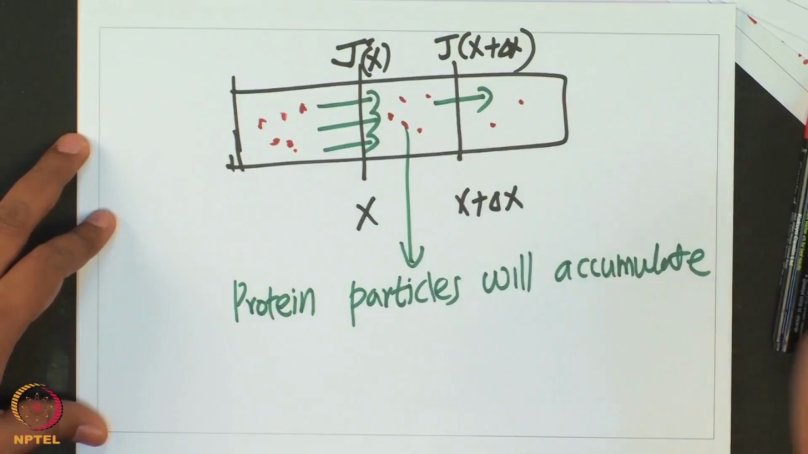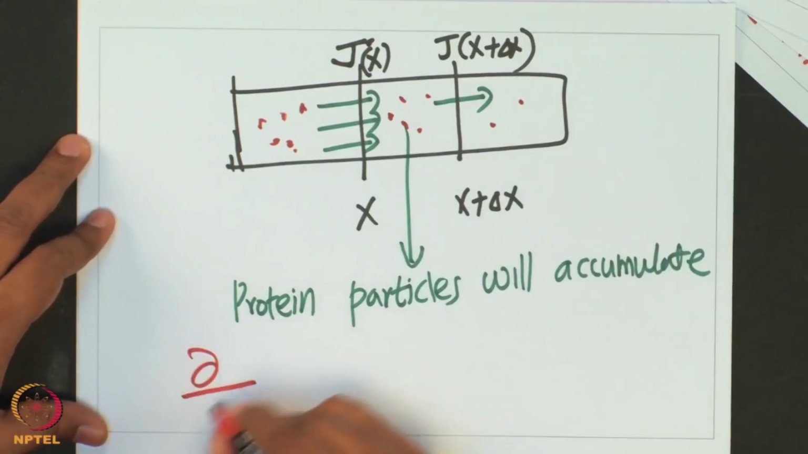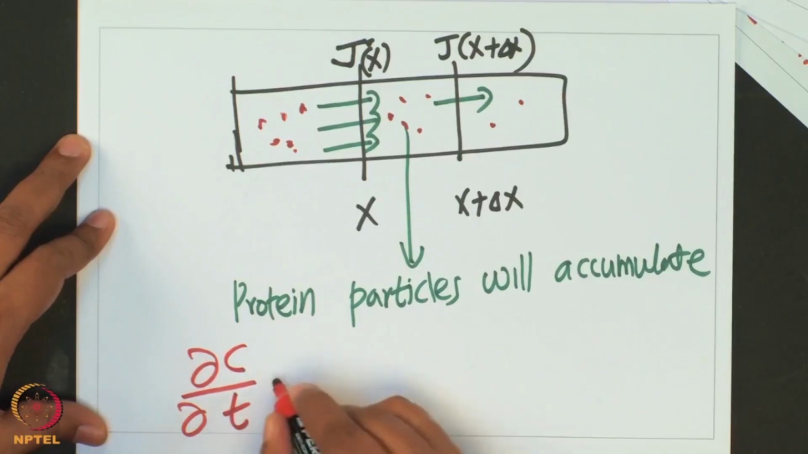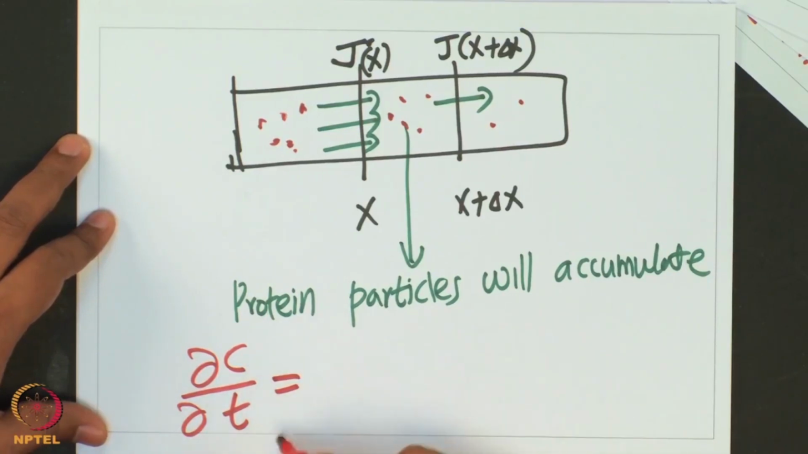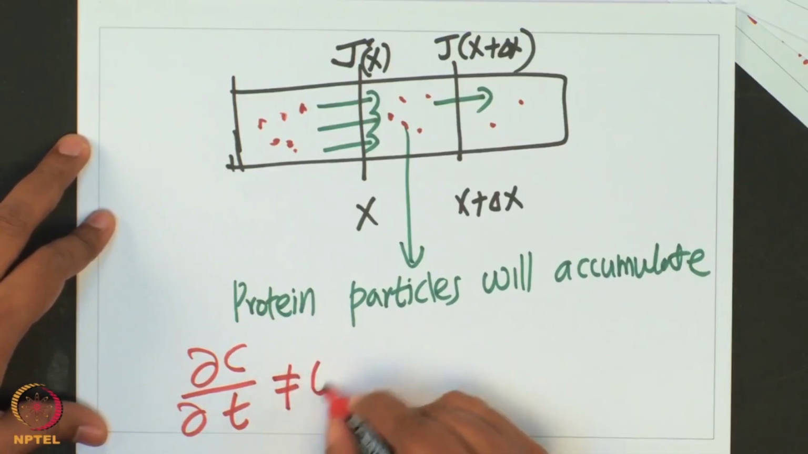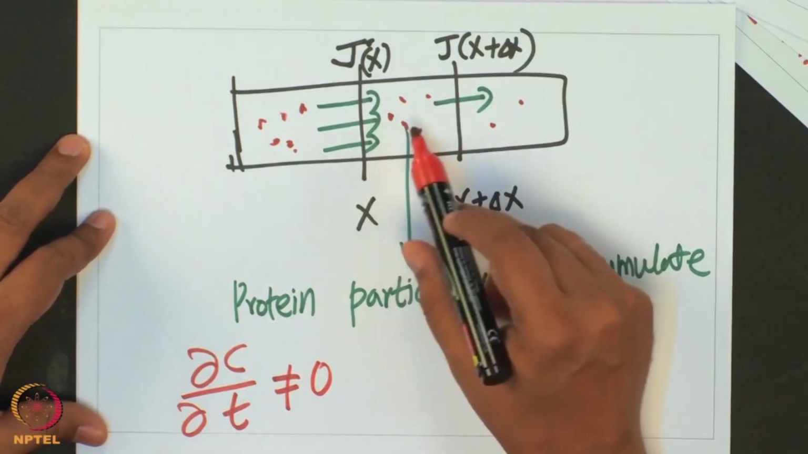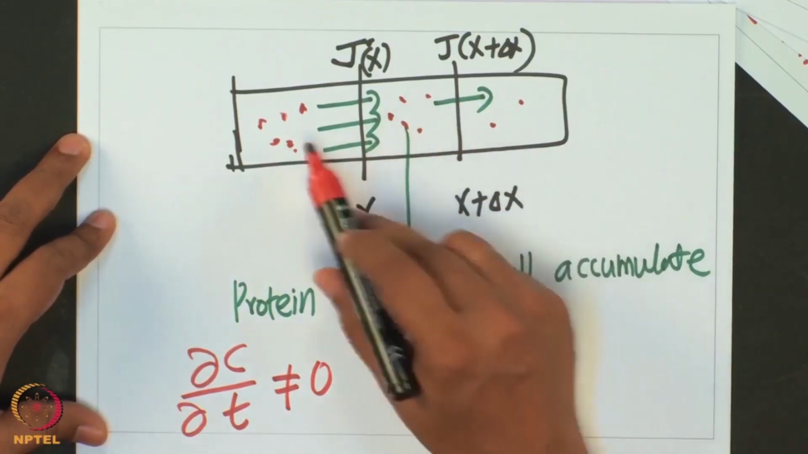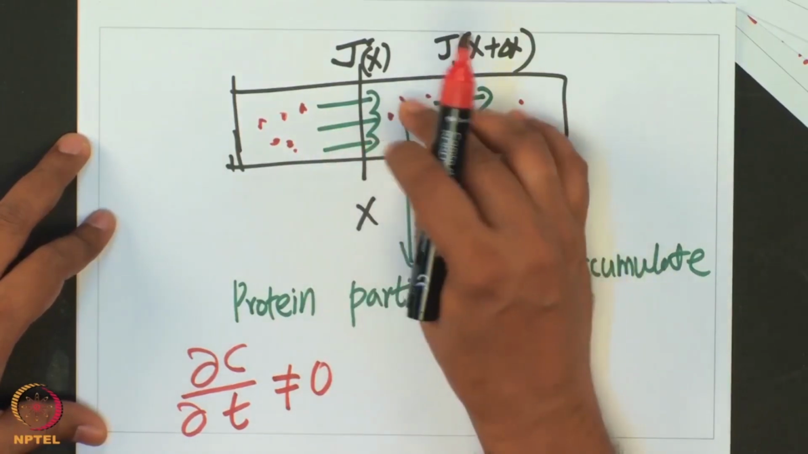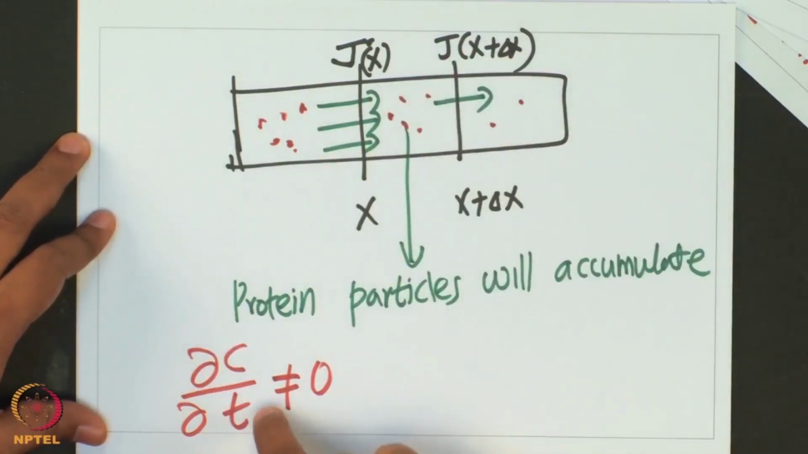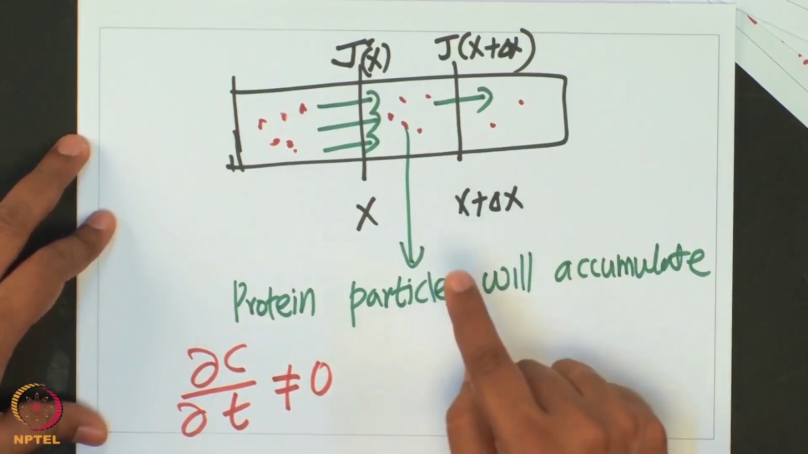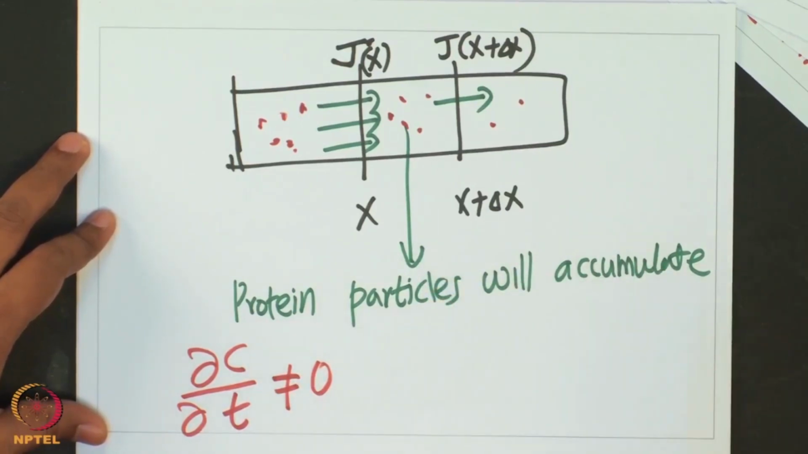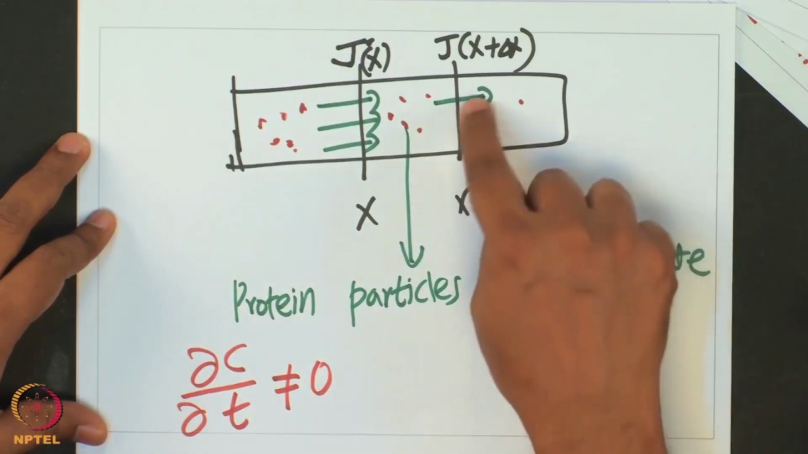So the concentration change here, del C by del T, will not be 0, it will be a non-zero quantity. This is because we know the concentration will change with time. As we wait, more and more particles will diffuse in and they will start accumulating here and the concentration will change with time. Del C by del T will not be 0. What will del C by del T be? And the claim is that del C by del T will be equal to del J by del X.